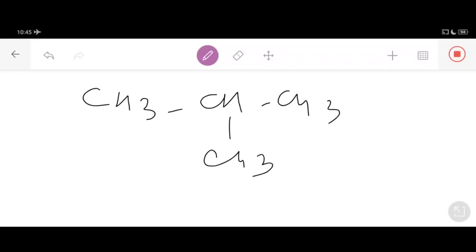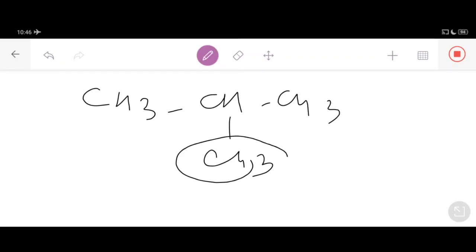Now, the third point is, let's number the carbon chain in such a way that the methyl group present in the side chain gets the lowest possible number. This was actually the rule, my dear students. I told you during the rules that the carbon atoms of the longest chain are numbered in such a way that the substituent should get the lowest possible number. That means smallest possible number, my dear students. So the third point is, we have to number the carbon chain in such a way that the methyl group present should get the lowest possible number.